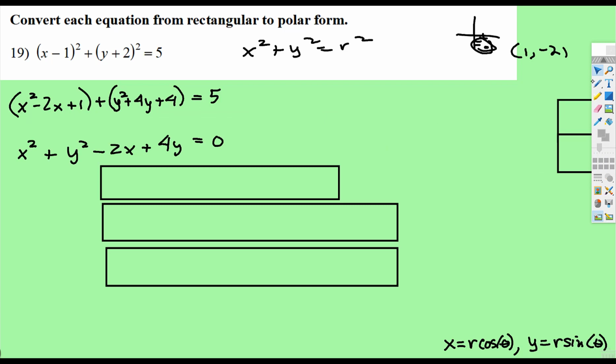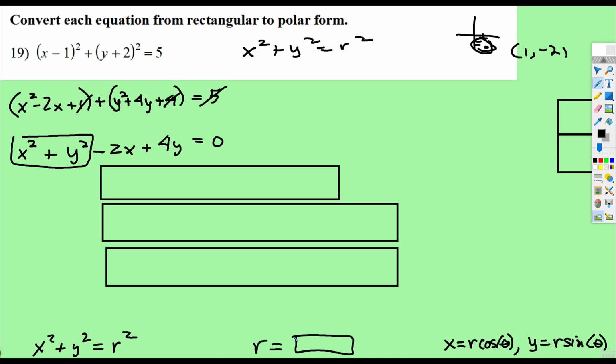And then when we simplify that, well, look at what we have. This +1 and that +4 add to 5. So the 5's cancel, leaving a 0. And then what I'm going to do is leave these two on one side, because remember, x squared plus y squared is equal to r squared. And at the very end, we want the equation to say r is equal. So I'm going to add the 2x and subtract the 4y to both sides.